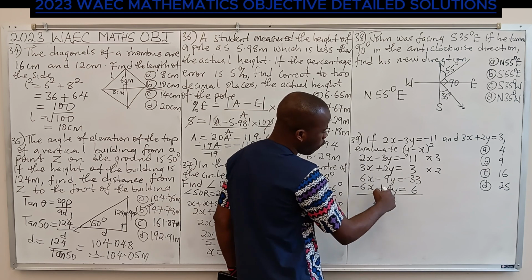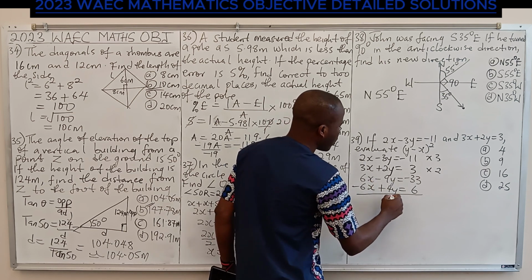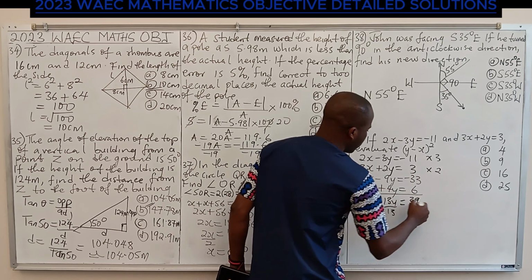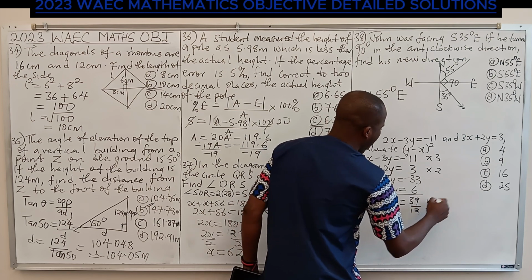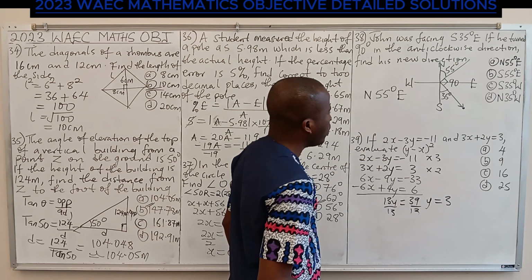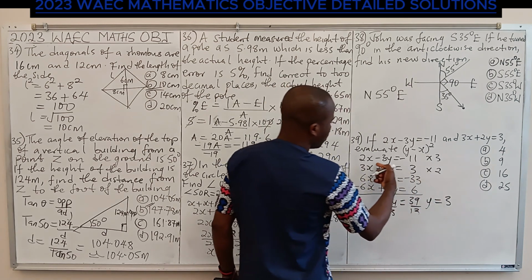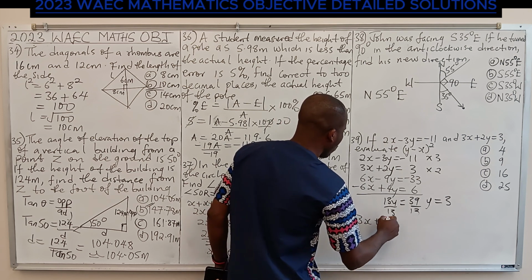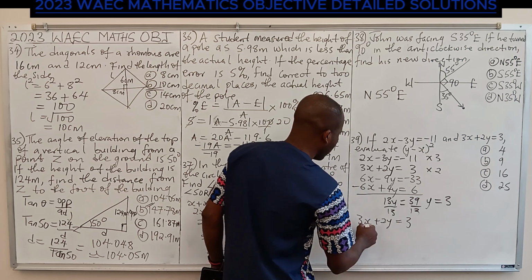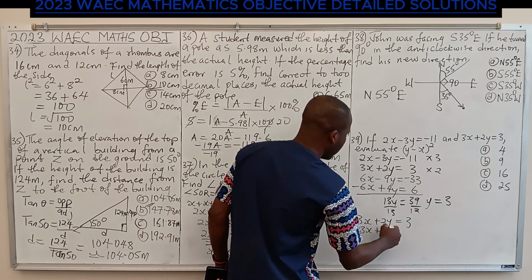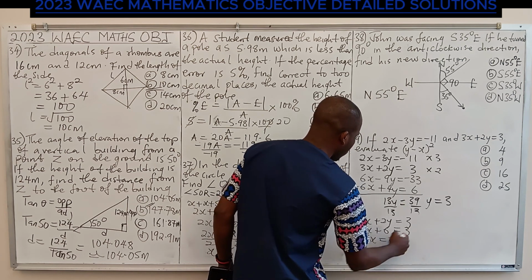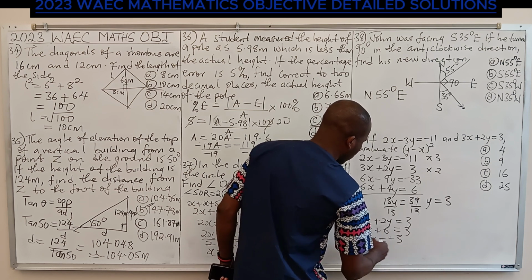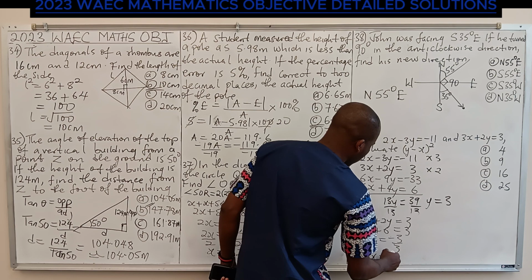6x minus 6x is 0. 4y minus minus 9y is 13y. And 6 minus minus 33 is 39. Divide both sides by 13. We'll have y to be 3. Now y is 3. How do we get x? We can put it in equation 1, or let's say equation 2. So 3x plus 2y equals 3. Y is 3. 3x plus 2 times 3 is 6 equals 3. Subtract 6 from both sides. 3x equals 3 minus 6, which is minus 3. Divide both sides by 3, so that x is minus 1.